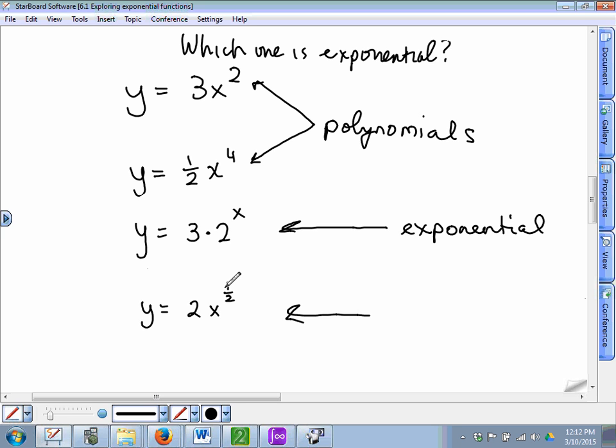Who took secondary 2 honors last year? Is this ringing a bell? A power of 1/2 is just a square root. Does that sound familiar? That's all that is. Y equals 2 times the square root of x.